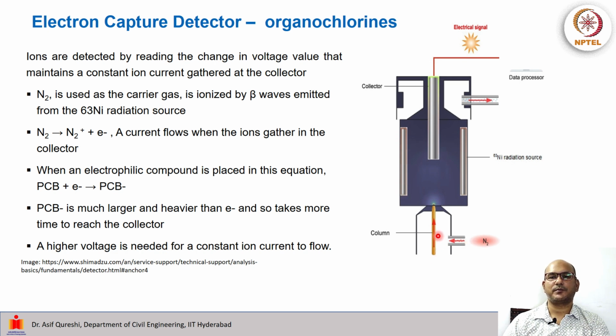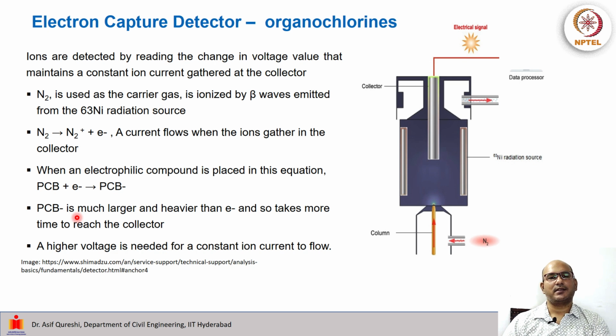This is the gas coming from the column, and nitrogen is our carrier gas. It goes in this area. So nitrogen gets converted to N2+ and e-. So a current will flow when the ions come to this collector. When we have an electrophilic compound such as chlorine, that's why it is specialized for organochlorines. So we have a polychlorinated biphenyl compound here. So PCB will take up this electron and become PCB minus.